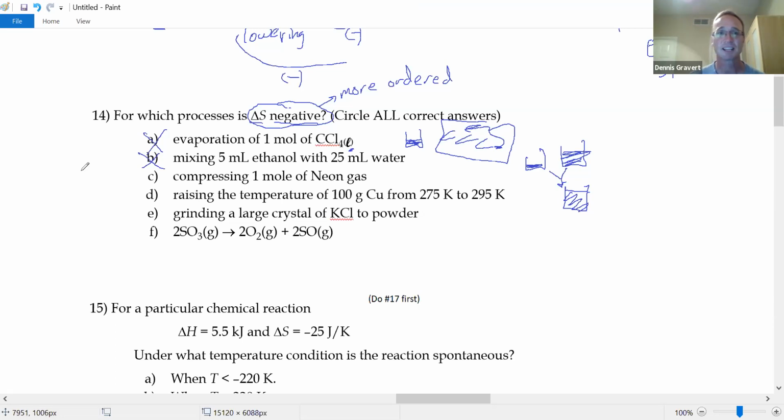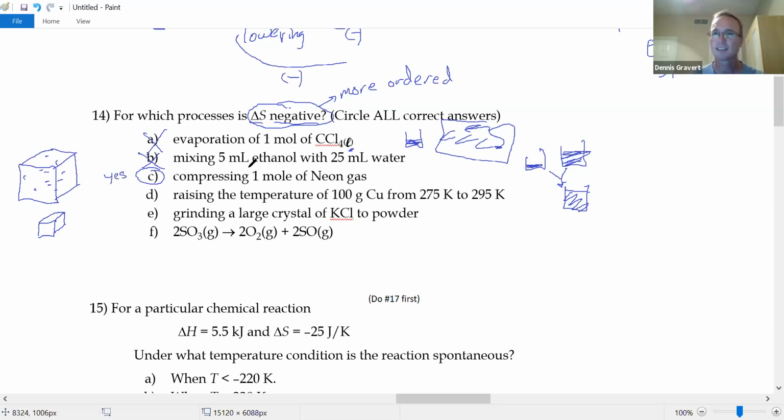Compressing 1 mole of neon gas. So you started with a box of neon gas. The gases are anywhere in the box, and you compressed it. You squeezed it into a smaller box. Ooh, that's a little more neat and organized. I have a better idea where the gas molecules are. They're somewhere in this smaller volume of space. Yeah, that is a little more neat and organized.